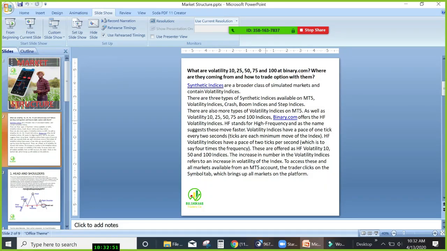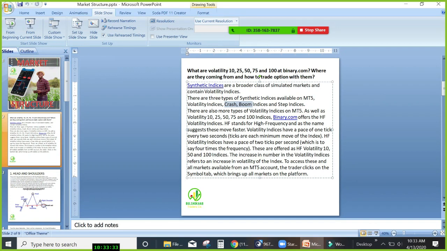All of those synthetic indices are a broader class of simulated markets, including volatility indices. There are three types of synthetic indices available on MT5: volatility indices, crash and boom indices, which together are one, and also step indices. There are also more types of volatility indices on MT5, as well as volatility 10, 25, 50, 75, and 100 indices. On binary.com, this broker offers the HF volatility indices.